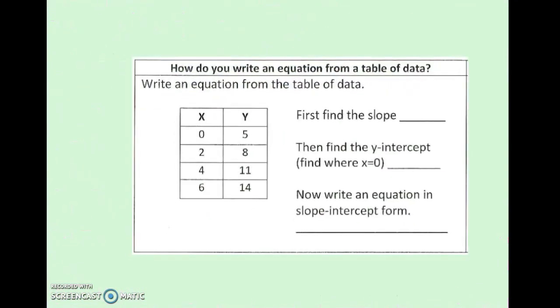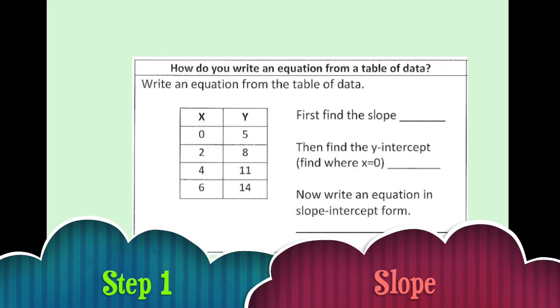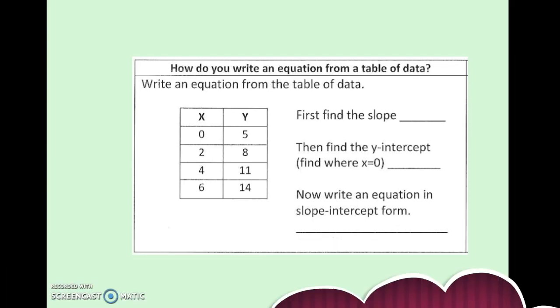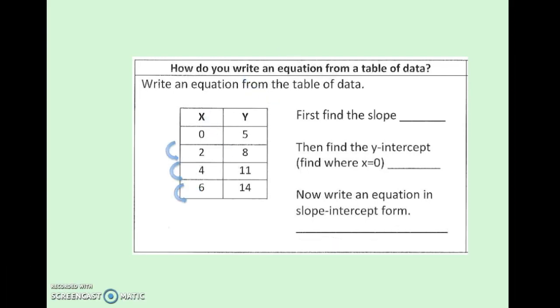Let's take a look at writing our equation from a table using slope-intercept form. So the first thing we need to do is find slope. Finding slope from a table, we look for the change in y and our change in x. So my change in x is plus 2 and my change in y is plus 3. Using our formula, change in y over change in x, we now can find our slope, 3/2.